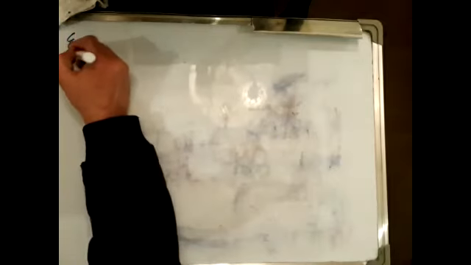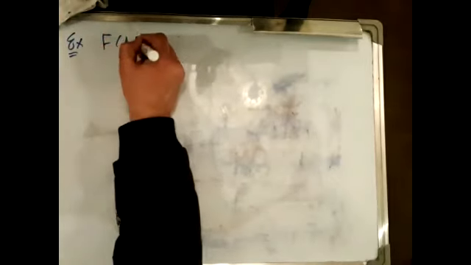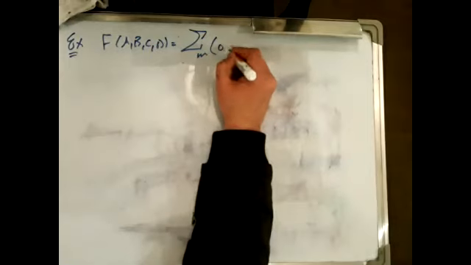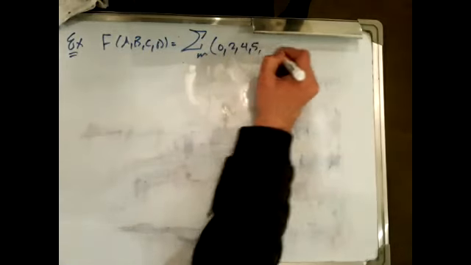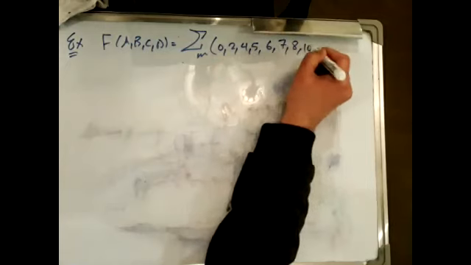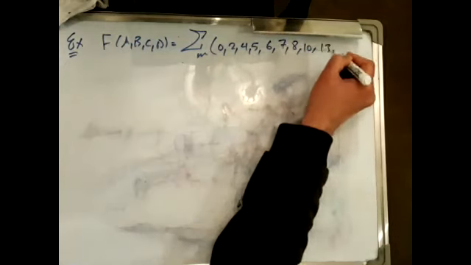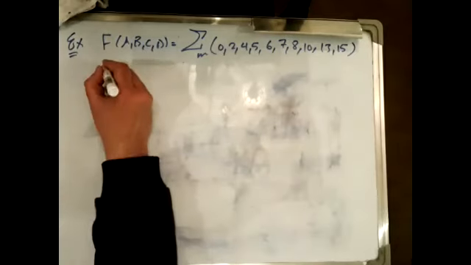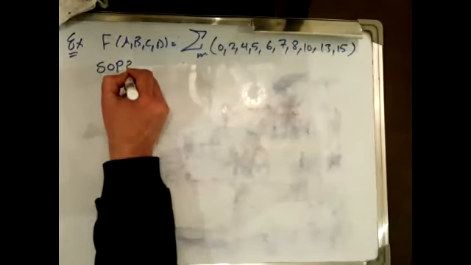Okay. So let's take another example. This time for a function of 4 variables. F of A, B, C, D equals sum of minterms 0, 2, 4, 5, 6, 7, 8, 10, 13, 15. So we want to simplify as sum of product. What is the sum of product expression for this logic function?